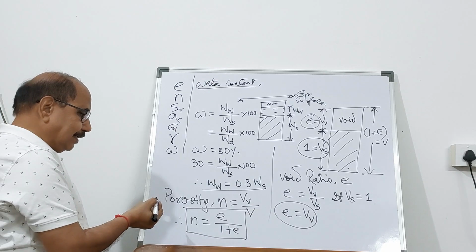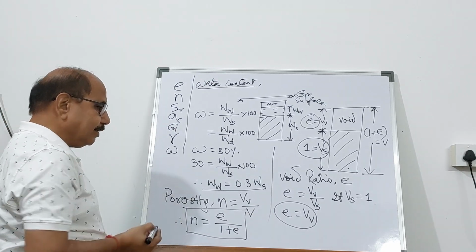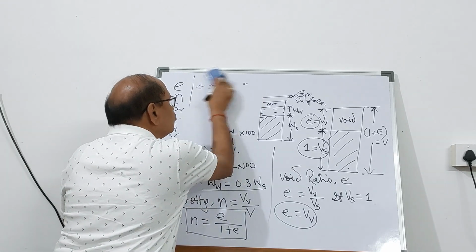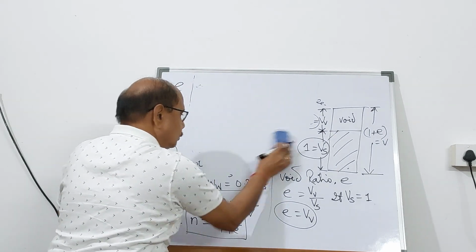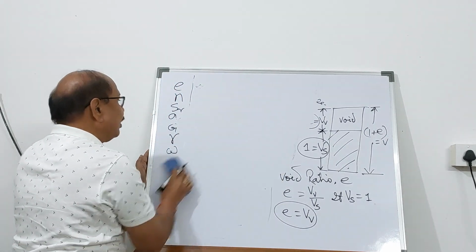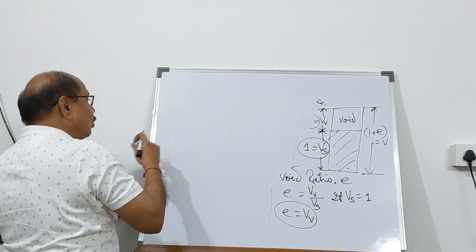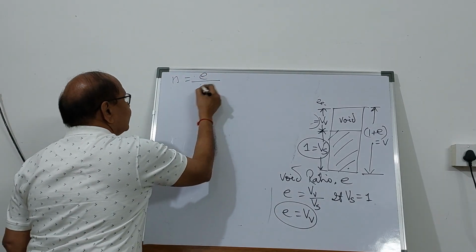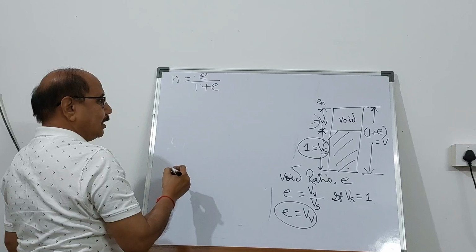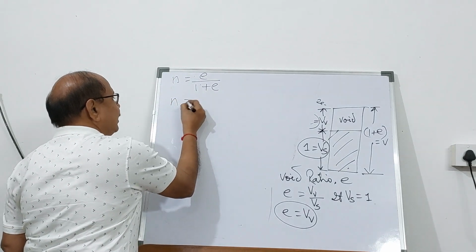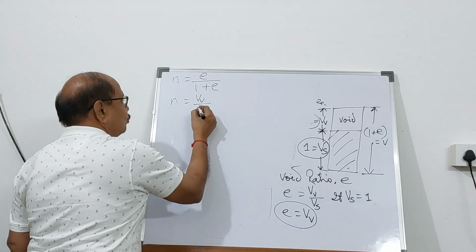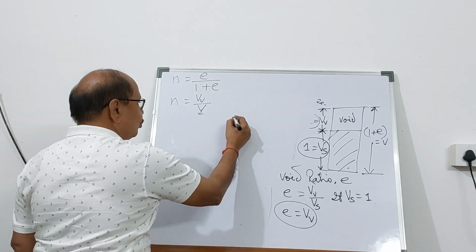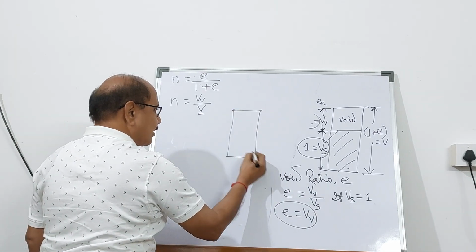If you want to write it in terms of n, then also you can do it. So one of the important relationships you have got is that n equals e divided by 1 plus e. Now what is n? n is the volume of void to the total volume. So this is the total volume. If I take the total volume as unity, so this is the three-phase diagram.